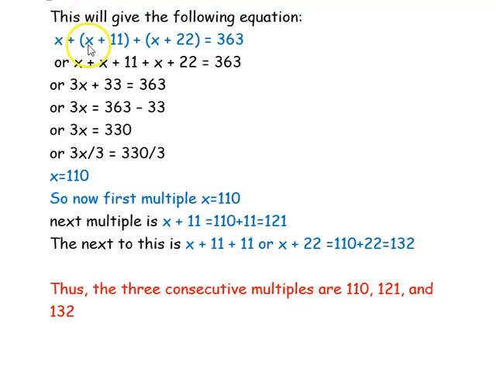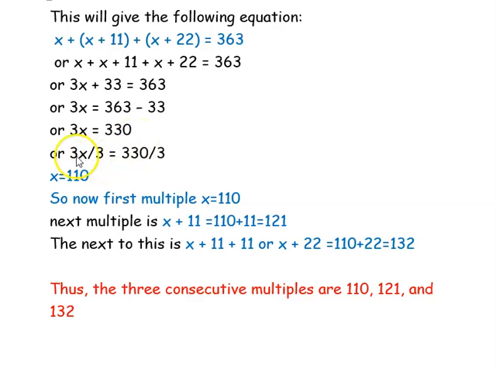So x plus x plus 11 plus x plus 22 equal to 363. Now we'll simplify this. x plus x plus x, you will get 3x, then 11 plus 22 you will get 33. So 3x plus 33 equal to 363. Now we are transposing this 33 from the left hand side to the right hand side. Here it is positive 33. If you transpose it to the right hand side, it will become negative 33. So 3x is equal to 363 minus 33. If you subtract, you will get 330. So 3x is equal to 330.